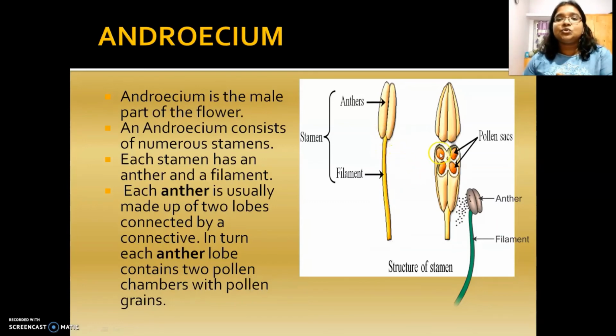Anther has two anther lobes, which have pollen sacs inside. Inside the pollen sacs, numerous pollen grains are present. And you know, pollen grains are the male reproductive cells of the plant. So you should know that androecium is the male reproductive part of the flower, which is made up of numerous stamens. Each stamen has an anther and a filament. Inside the anther, pollen sacs are present, where pollen grains are seen.